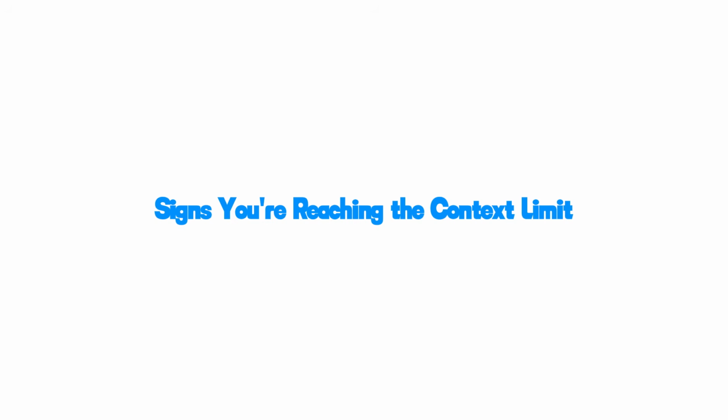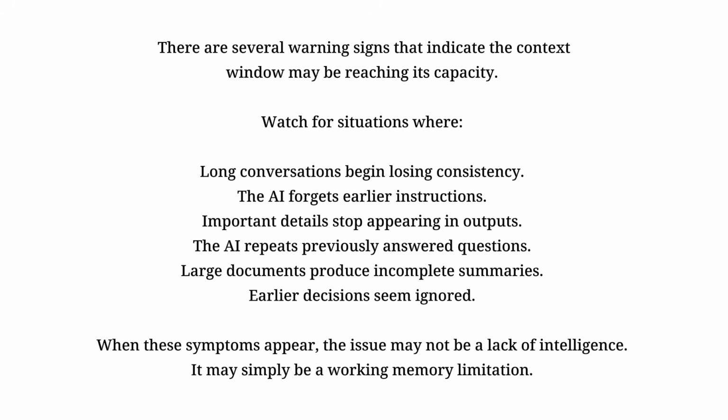Signs you're reaching the context limit. There are several warning signs that indicate the context window may be reaching its capacity. Watch for situations where long conversations begin losing consistency. The AI forgets earlier instructions. Important details stop appearing in outputs. The AI repeats previously answered questions. Large documents produce incomplete summaries. Earlier decisions seem ignored. When these symptoms appear, the issue may not be a lack of intelligence. It may simply be a working memory limitation.